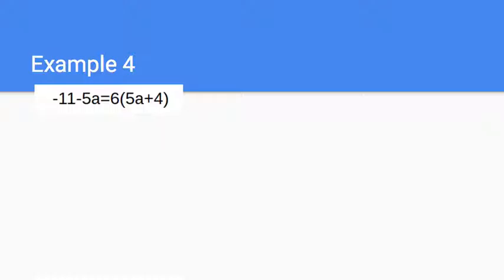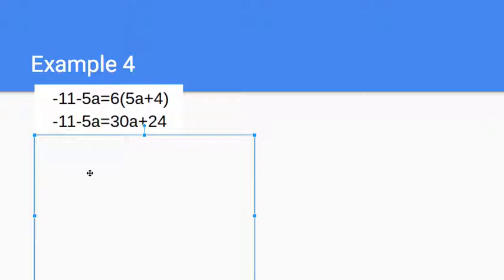One last problem. Hopefully I didn't edit this one as I went through. I've got negative 11 minus 5a is equal to 6 times the quantity 5a plus 4. The first thing I want to do is distribute. So remember, I'm going to multiply the 6 times everything inside the parentheses, both times the 5a and times the plus 4. A lot of you have been forgetting that second number. Don't forget it. So negative 11 minus 5a just carries down. 6 times 5a is 30a. 6 times 4 is 24. The plus sign carries down.